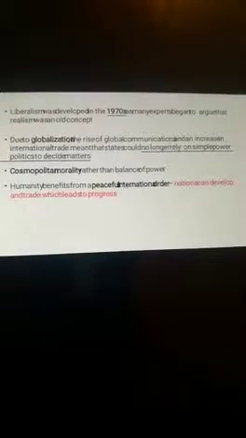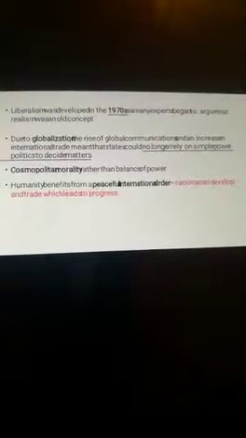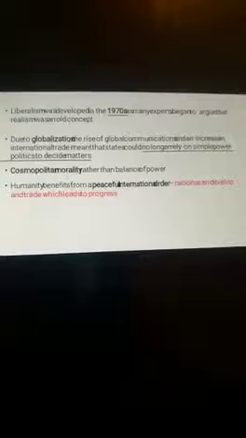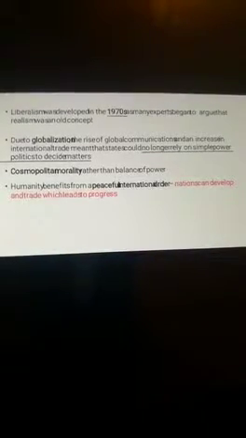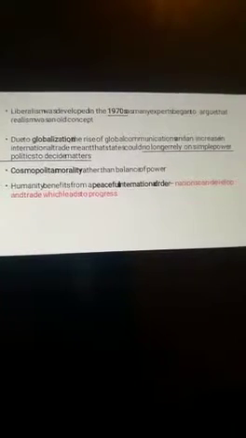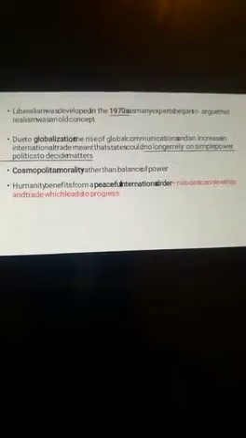Liberalism was developed in the 1970s as many experts began to argue that realism was an old concept. Due to globalization, the rise of global communications and an increase in international trade meant that states could no longer rely on simple power politics to decide matters. Cosmopolitan morality rather than balance of power. Humanity benefits from a peaceful international order. Nations can develop and trade, which leads to progress.